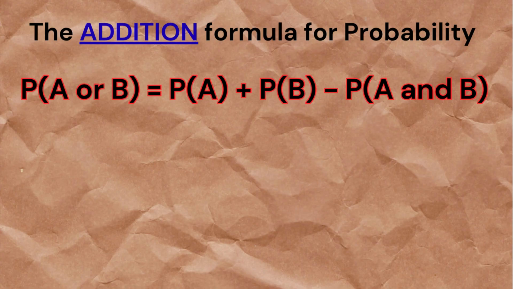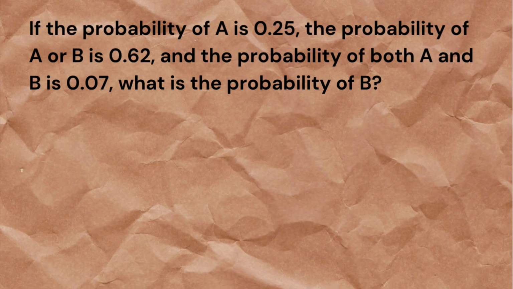All right, so let's first take a look at the addition formula one more time. So once again, it's the probability of A or B, which equals the probability of A plus the probability of B minus the probability of A and B. All right, the first problem here is an easy one. If the probability of A is 0.25, the probability of A or B is 0.62, and the probability of both A and B is 0.07, what is the probability of B?